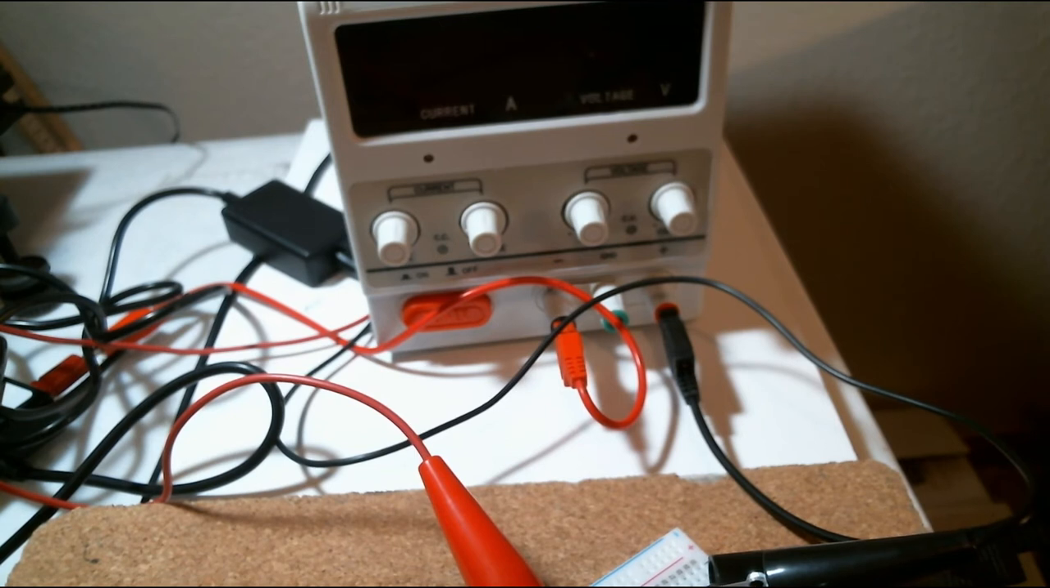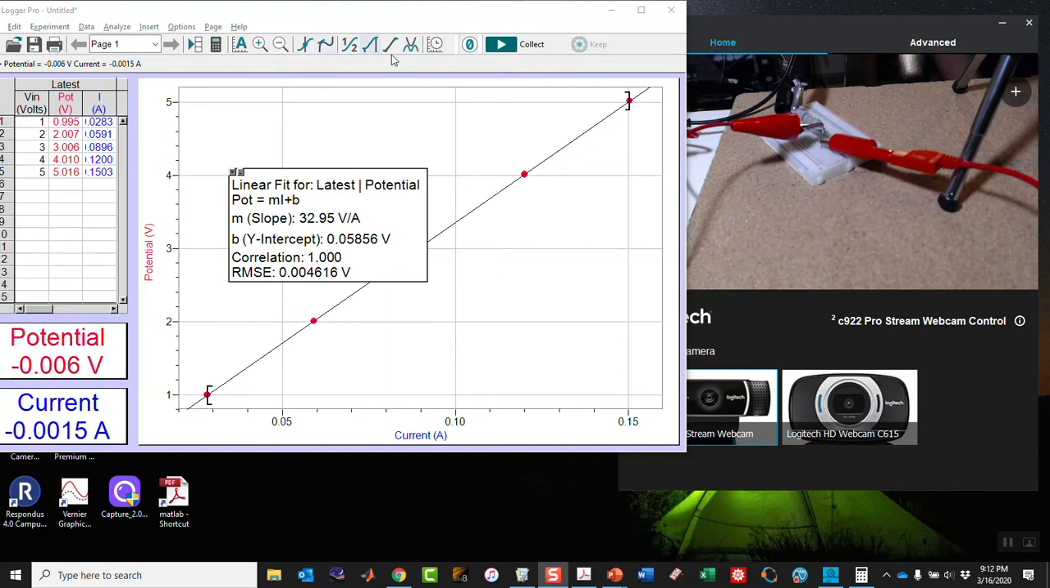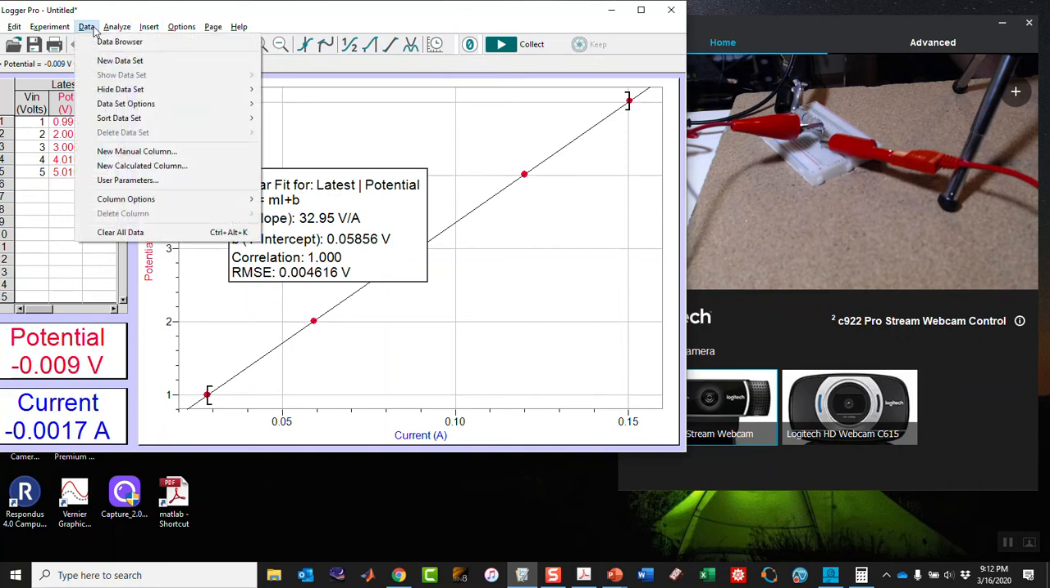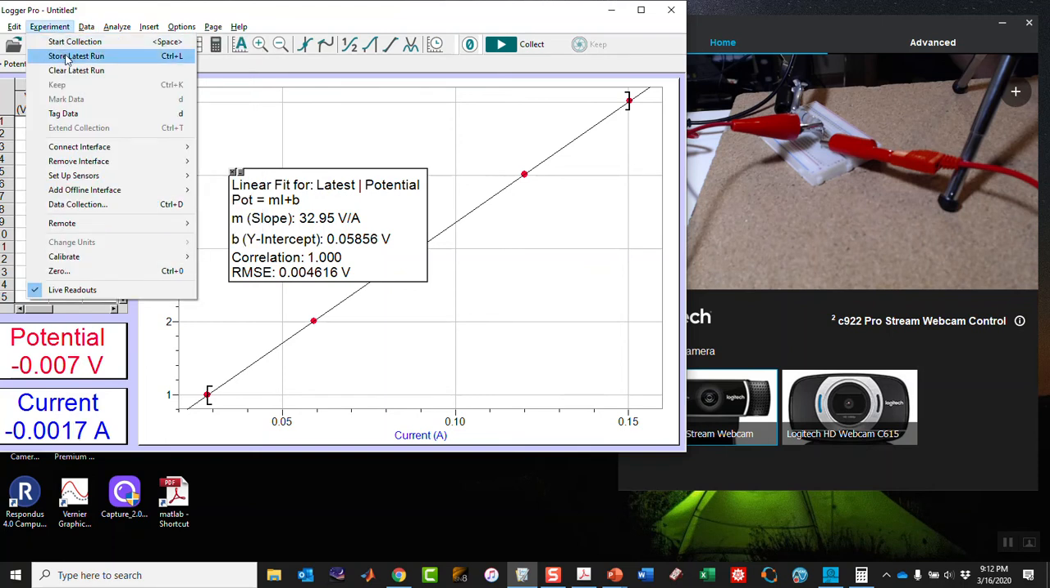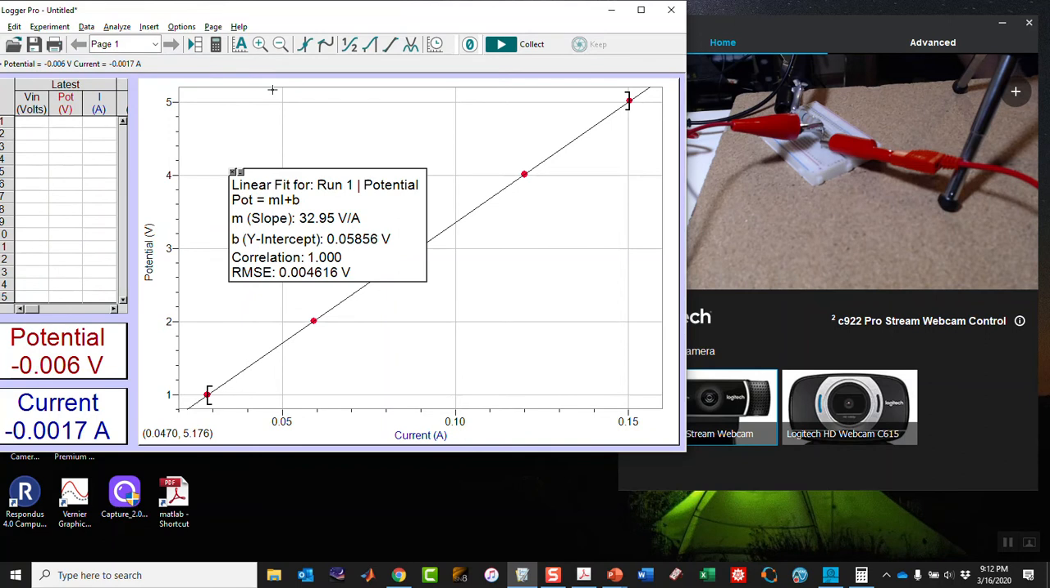So now let's go ahead and take some data again. So here's that. I am going to save this data. So that's storing the latest run. That's a nice thing about this software.